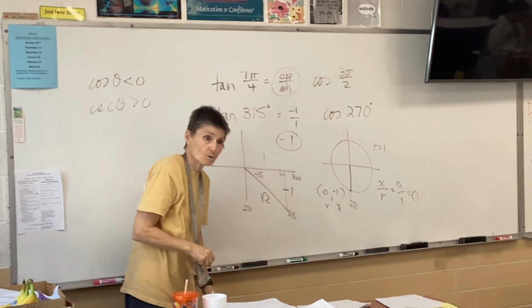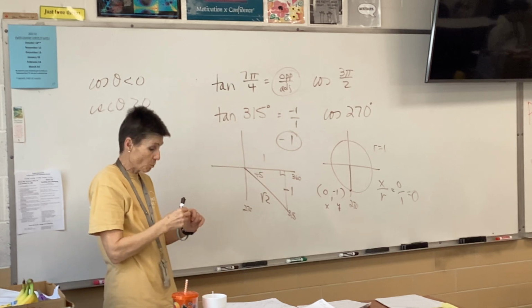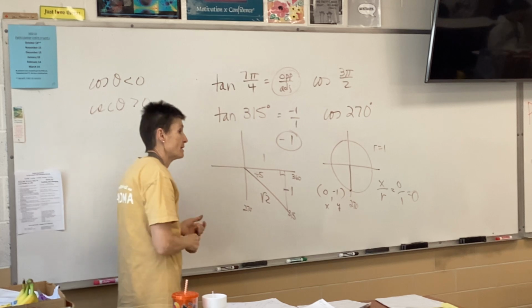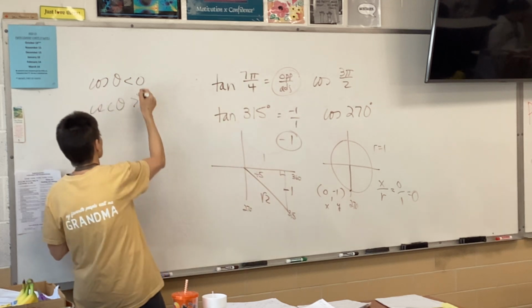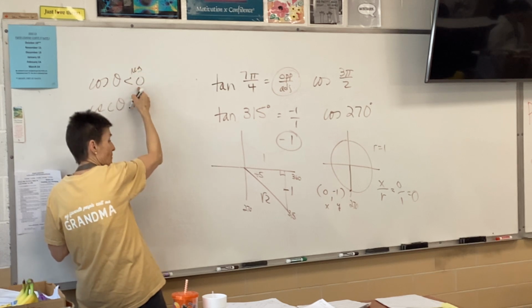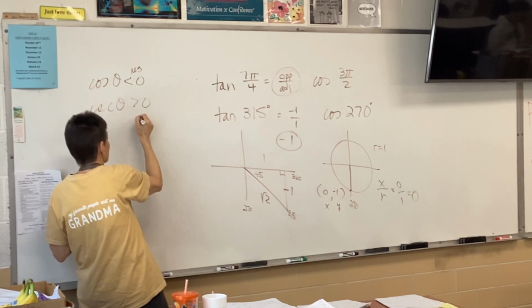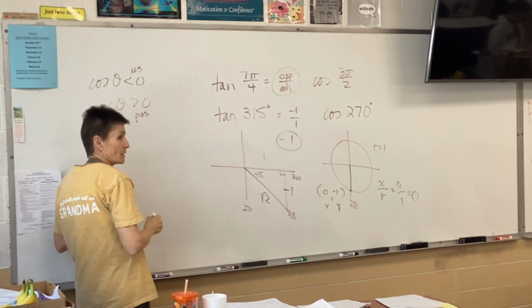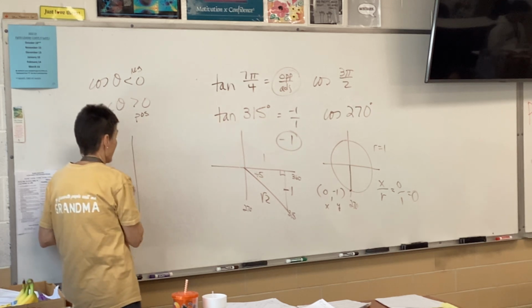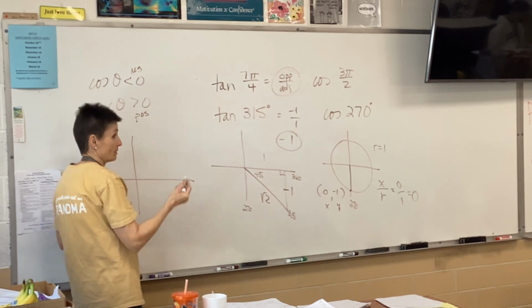Quadrant. Choices are 1, 2, 3, 4. There's only one possible answer. Remember that this is just the fancy way of saying negative, less than 0. And this is just the fancy way of saying positive. So I'm here, here, here, here.